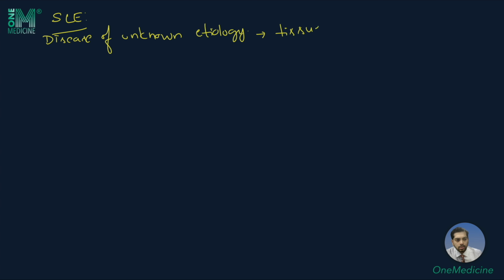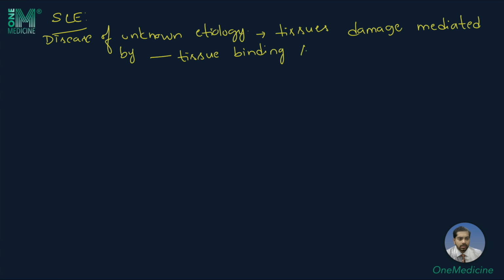The next topic is systemic lupus erythematosus, or SLE in short. This is a disease of unknown etiology in which the tissues undergo damage mediated by tissue-binding antibodies and immune complexes.